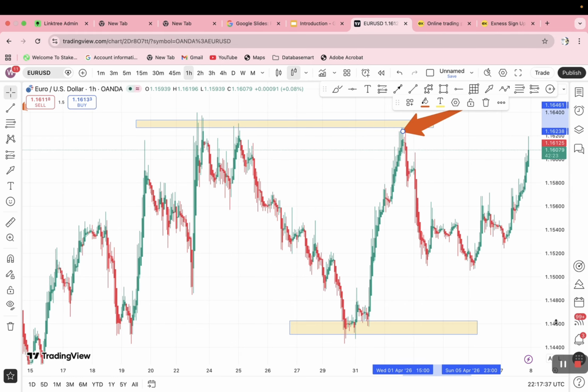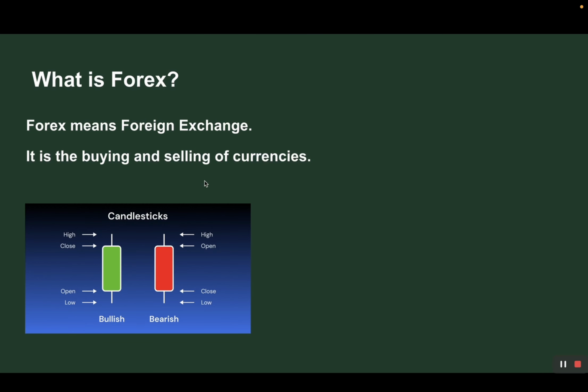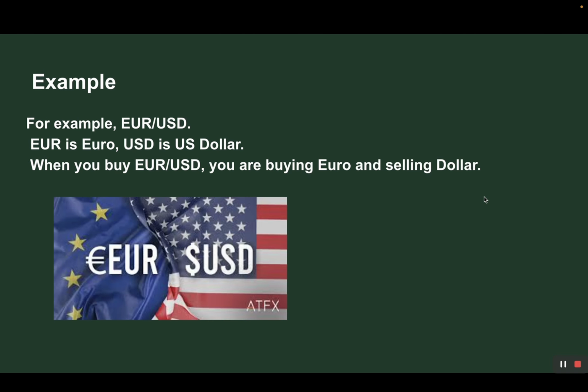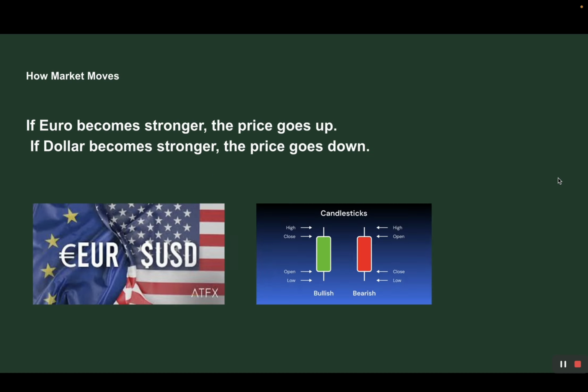So let me go back to my presentation for you guys to understand the Forex trading market. You can see I've already explained what is Forex. It's buying and selling of currencies. I've already shown you that when you buy EUR/USD, you are buying euro and selling dollar. We have already covered this area, so let's move to another area.